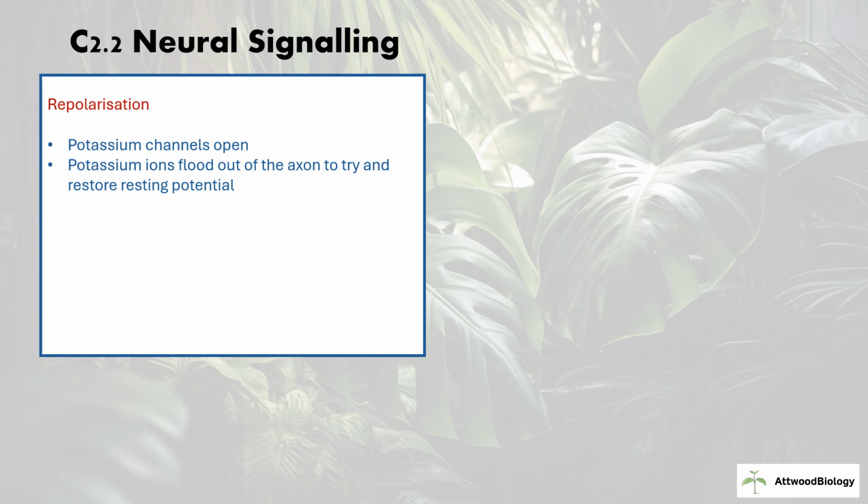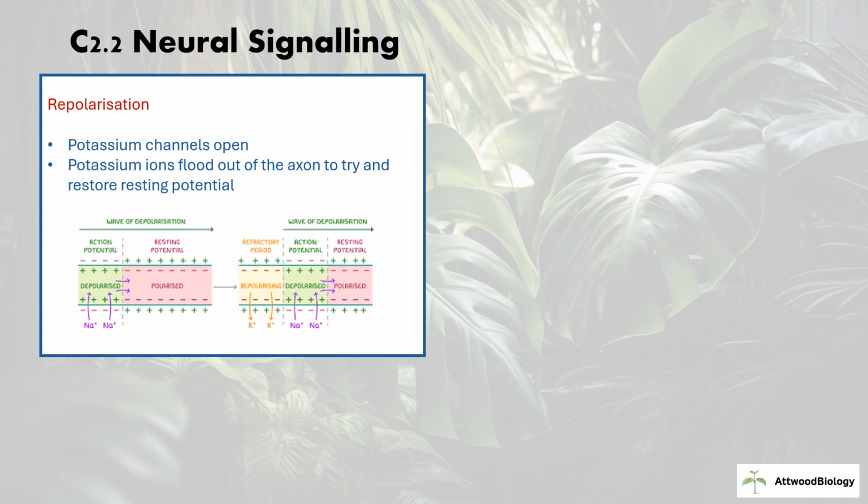Now, once we've depolarized the membrane, we need to repolarize it back to resting. So you can see that you've got your area of depolarization here. Your wave of depolarization is moving to the right into this area that is at rest. So what then happens if we look at this diagram? We can see that in the area that is repolarizing, the charge has switched again, and the charge has switched thanks to the fact that the potassium channels open and potassium ions flood out of the axon to try and restore resting potential. So these are the points that will get you marks in the exam.